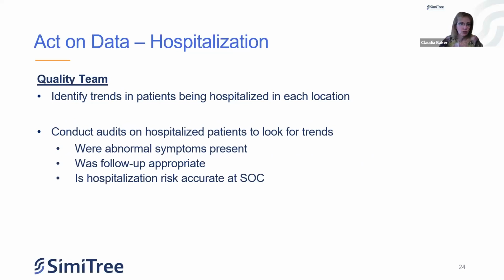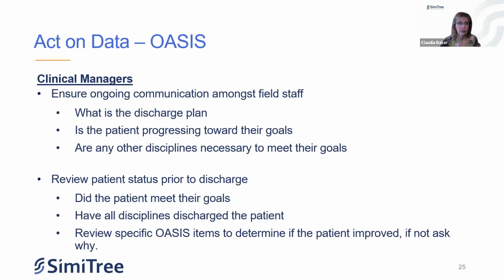So the quality team looks at all these trends, what's going on with it, and conducts audits on all the patients that went back into the hospital. What happened? Why did this person end up back in the hospital? Were there abnormal symptoms present earlier on that we could have caught or stopped? Again, telehealth, a lot of times if it's used appropriately, can help you recognize those things. Did we follow up with those hospitalized patients once they're home? And making sure that the hospitalization risk assessment that we do is accurate at the start of care, and working it into our care plans, making sure that we're doing that appropriately.